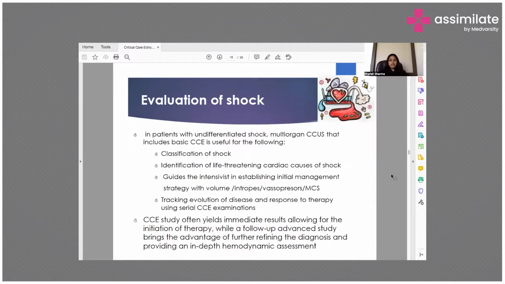And the basic CCE, that is the echo, is useful in the classification of shock and in identification of life-threatening cardiac causes of shock, which guides the intensivist in establishing the initial management strategy with volume, inotropes or vasopressors, and also in tracking evolution of disease and response to therapy. Echo often yields immediate results, allowing for the initiation of therapy, while a follow-up advanced study brings the advantage of further refining the diagnosis and providing an in-depth hemodynamic assessment.